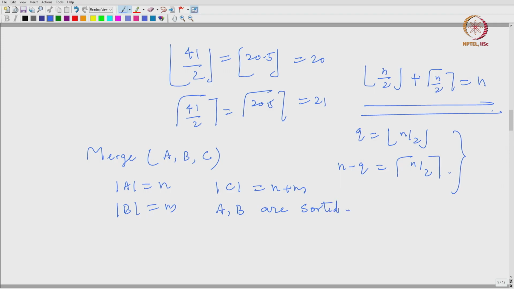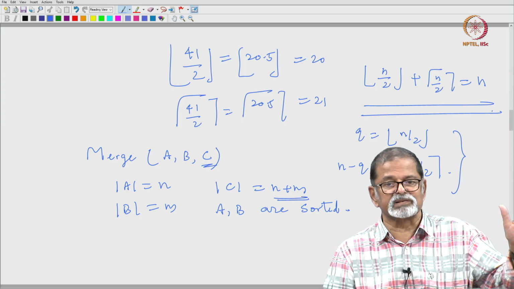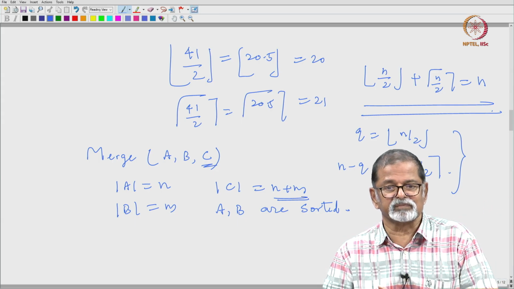A and B are sorted, and you are given two sorted sequences, and you have to produce a sorted sequence made up of the elements of A and B. Put all the elements of A and B together and form a sorted sequence. That is the reason why C has n plus m numbers and it is a sorted sequence. So, input: two sorted sequences, output: a single sorted sequence consisting of all the elements in A and B.